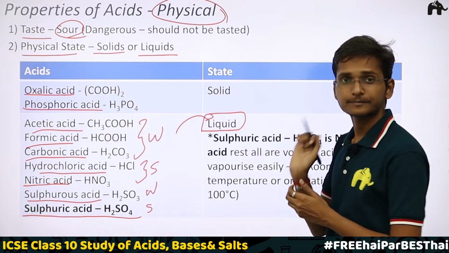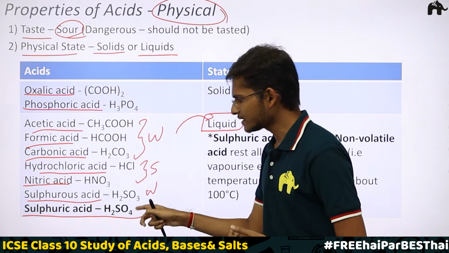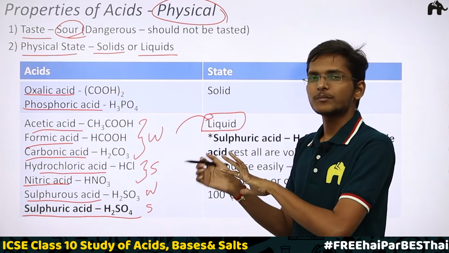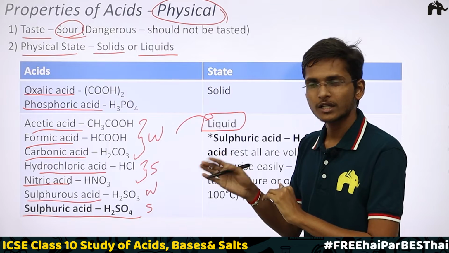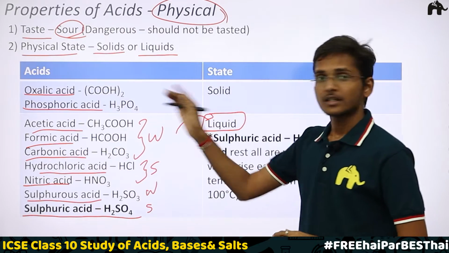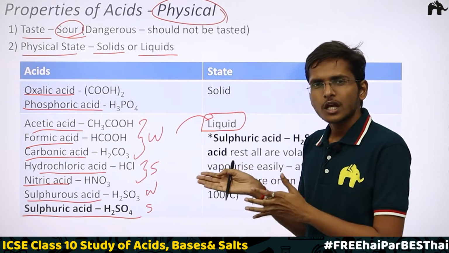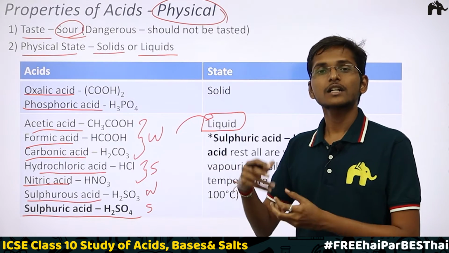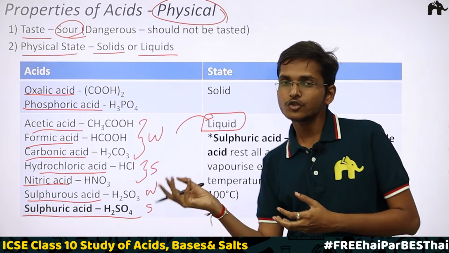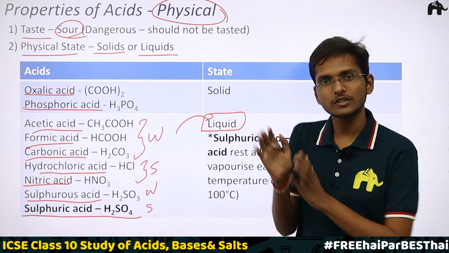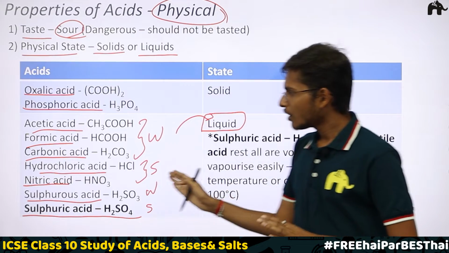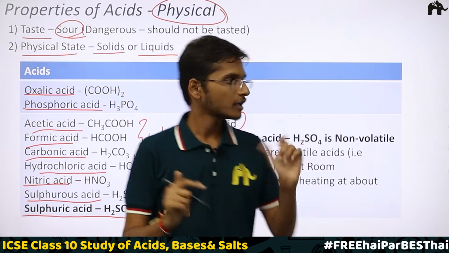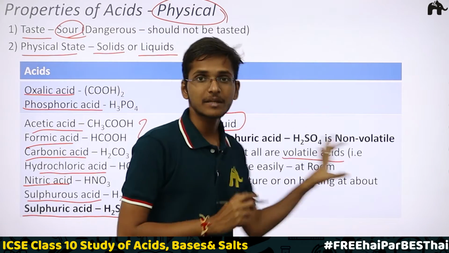But an interesting thing: all these acids except sulfuric acid, if we keep them at room temperature or if we heat them, they vaporize. So what does this mean? They are vaporizing easily. Vaporization means they are getting converted from their liquid state to gaseous state. So this is what is called vaporization. All these acids except sulfuric acid are volatile acids. Volatile acids means they vaporize easily.